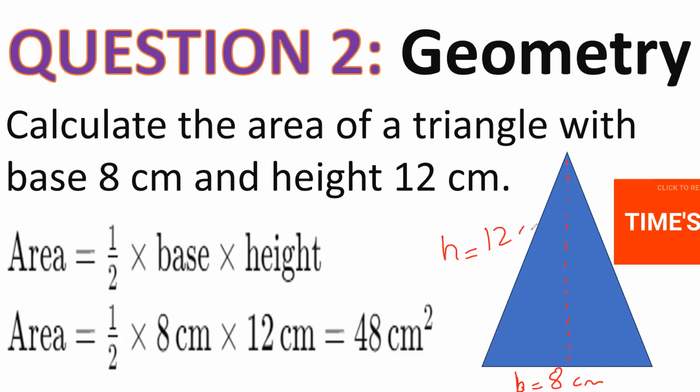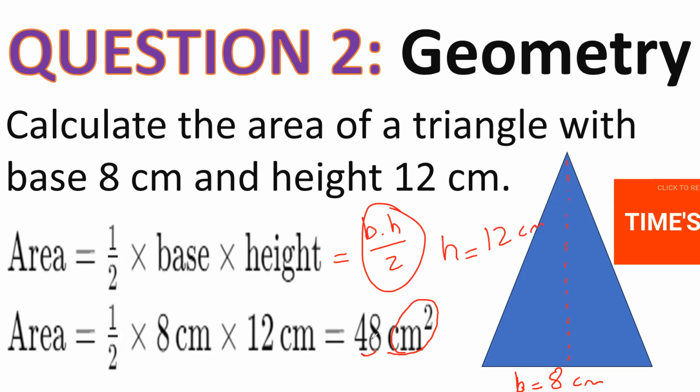12 centimeters. To calculate area, I'm using this formula, half base times height, H, or you can write it like this, BH over 2. B times H over 2, giving you area. But to get full mark, please write units. Area unit, centimeter square, as you see. We are going to write the unit also.